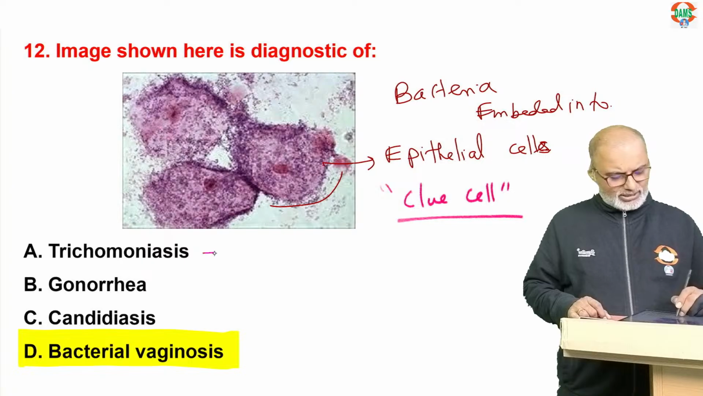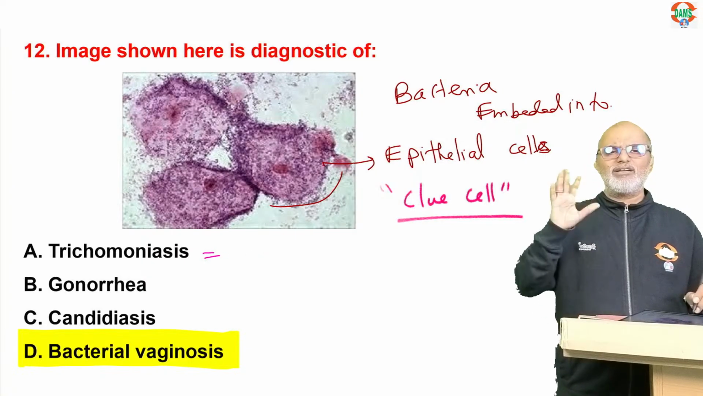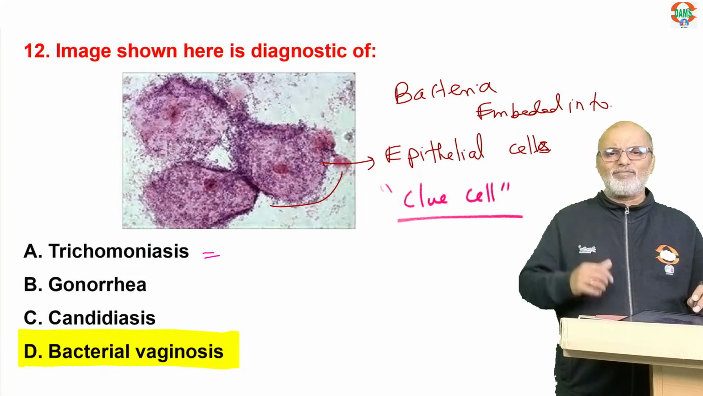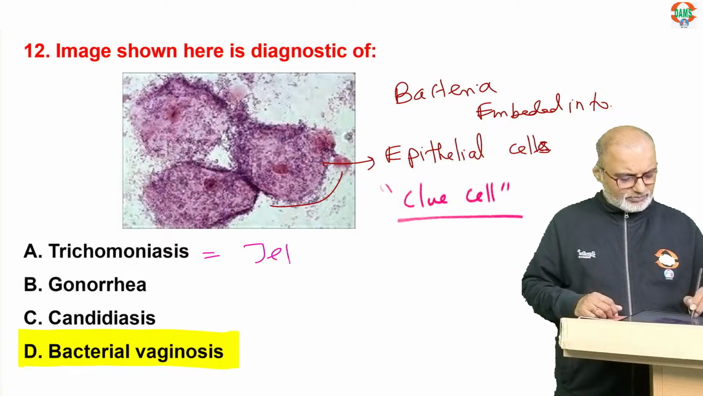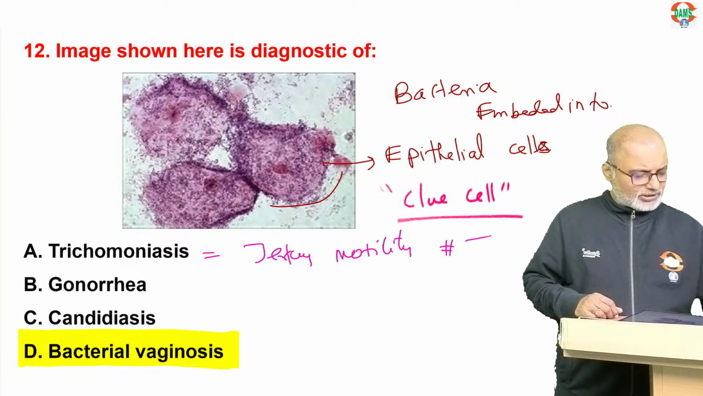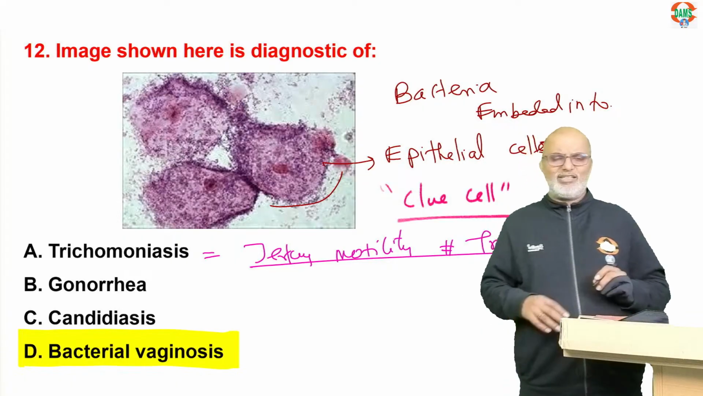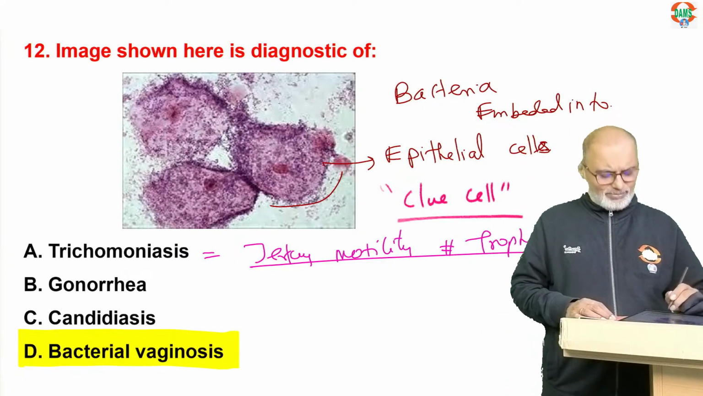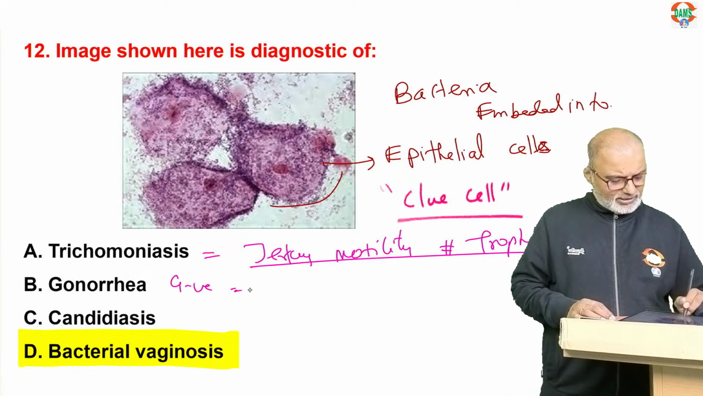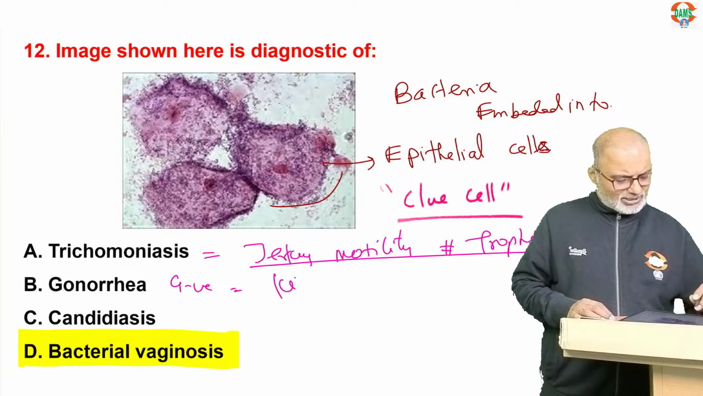Trichomoniasis: you can get a typical protozoan with wobbling motility, jerky motility, a typical trophozoite with jerky motility. Gonorrhea: you can get gram-negative diplococci, kidney shaped. That's a keyword. You should know the keyword, kidney shape.